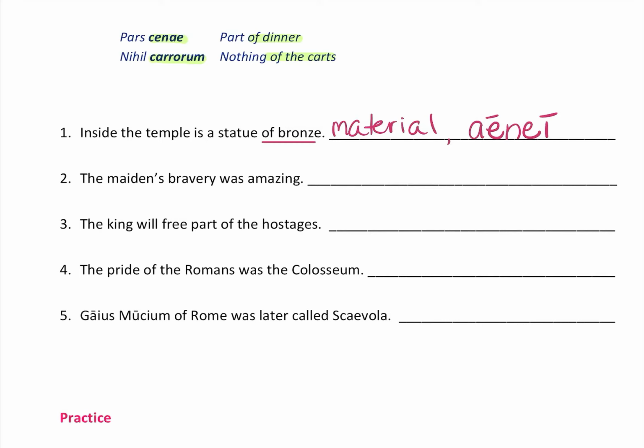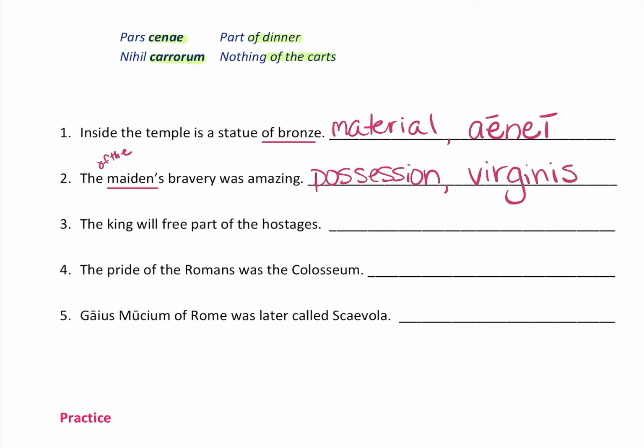So number 2, the maiden's bravery was amazing. Here we have the apostrophe S. This is the word that's in the genitive. You could also say the bravery of the maiden. And since you can put "of the" in front of the maiden, you know that's the genitive, the thing that needs to be in the genitive. And what is it? It's possession because she possesses the bravery. So we know it's possession, and we need to do maiden, singular, in the genitive.